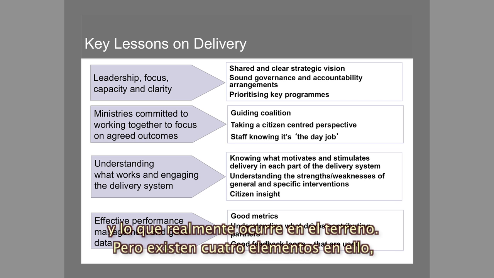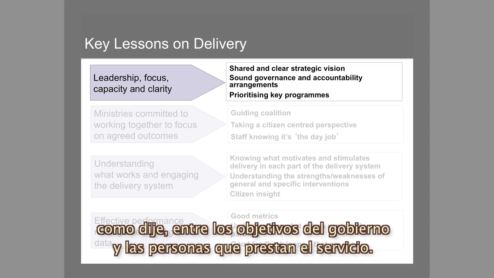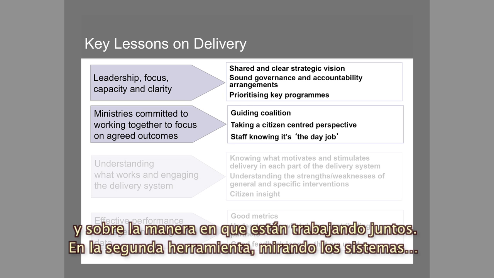But there are four elements to it. The first is about leadership, ensuring that there's a clear view, there's an alignment, as I was saying a minute ago, between what the government's ambitions are and the people who are actually going to do something about it. The second is about whether or not ministries are clear what it is they're doing and clear about the way in which they're working together.